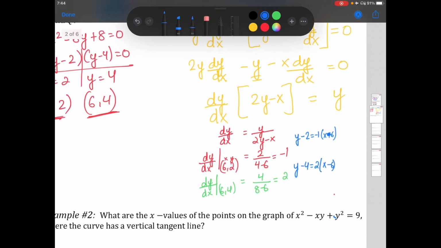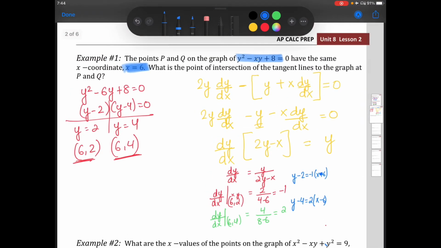So these are my 2 equations. But wait a minute, I'm not done. I just got the 2 equations. It's asking me the point of intersection of the tangent lines. So these are my 2 tangent lines: tangent line 1, tangent line 2. We're doing exactly the same thing that we've been doing in the past, but now there's a lot more to it. It's asking us for the points of intersection. So what are the points of intersection of any 2 lines or any 2 curves, where they meet, right? So can I set these 2 equations equal to each other and solve? That would give me my points of intersection.